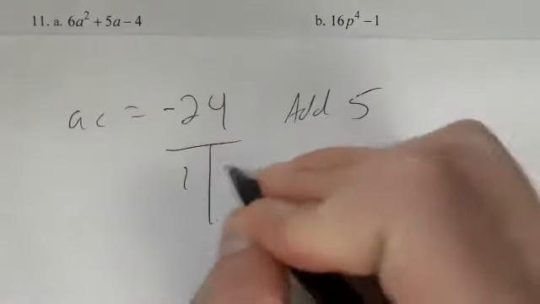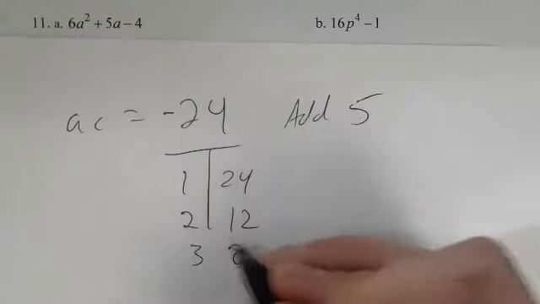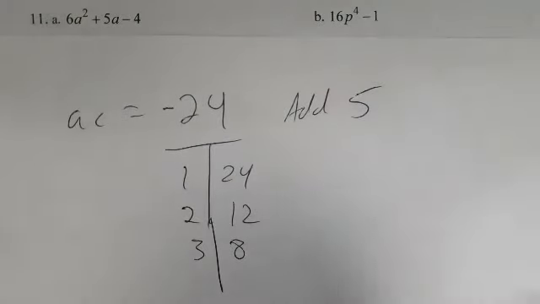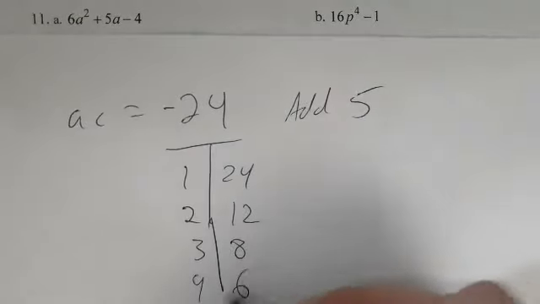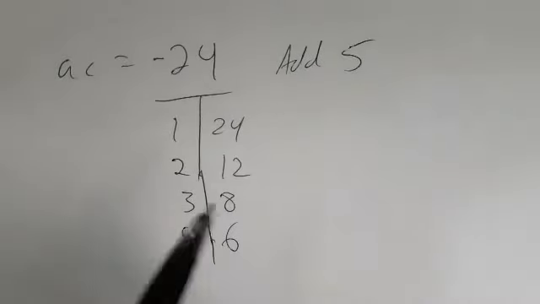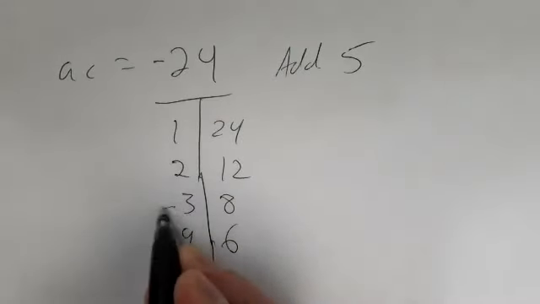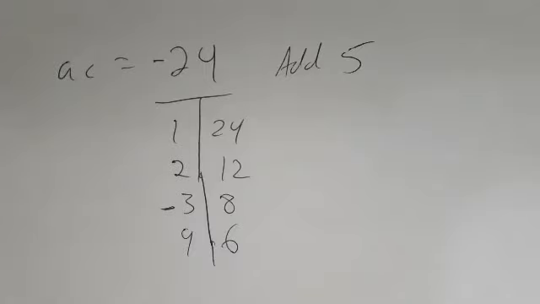24 is 1 and 24. 2 and 12. 3 and 8. 4 and 6. And if it's a minus 24, they multiply to minus 24 and they add to 5. I believe I have to put a negative on the 3.